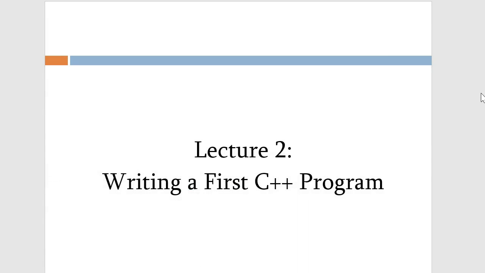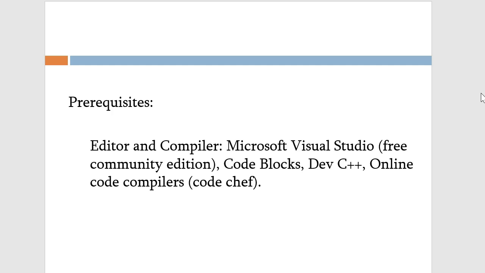This is lecture 2 of this video series, and today we are going to write our first C++ program. To do that, you should have an editor and compiler installed in your computer. There are many compilers available like Microsoft Visual Studio, CodeBlocks, Dev C++, and many online code compilers as well. You can download any one of these.